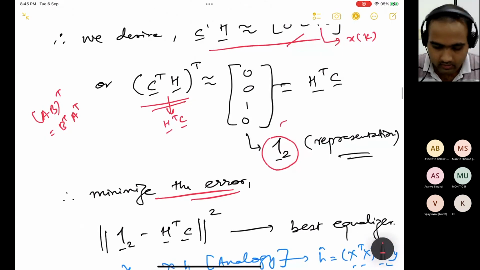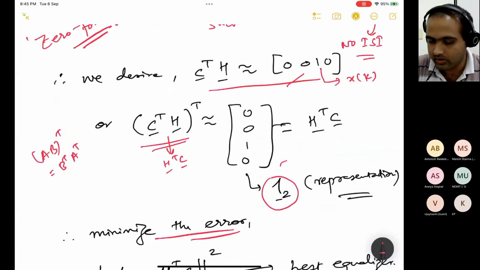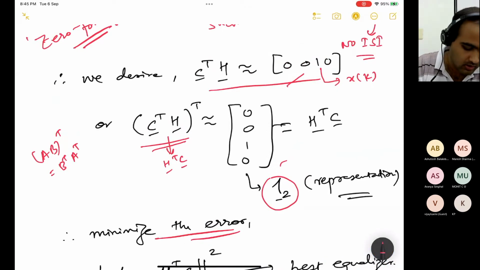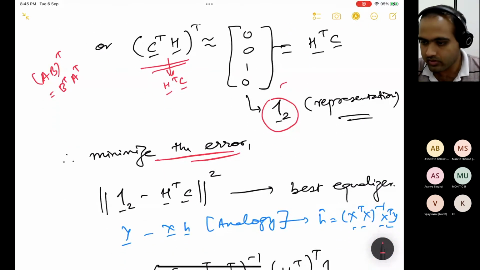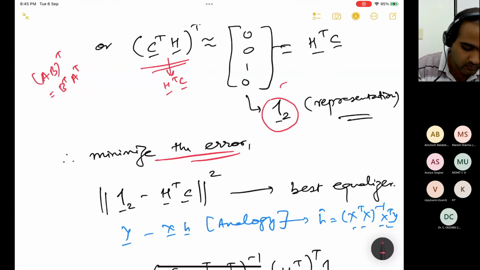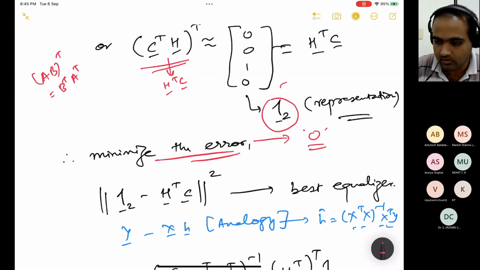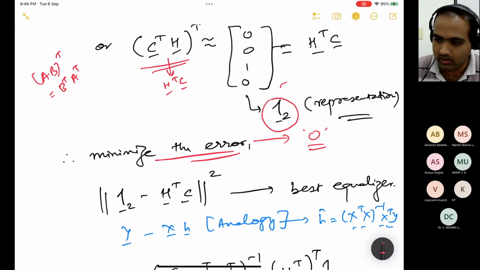Just try to understand. Since we are zero forcing C transpose H to be 0010, we need to force the error to be 0. And what will be the minimum of the error? It has to be 0. If H transpose C becomes 0010, then they will subtract with each other and get 0, which is the minimum possible error, because error can't be negative.